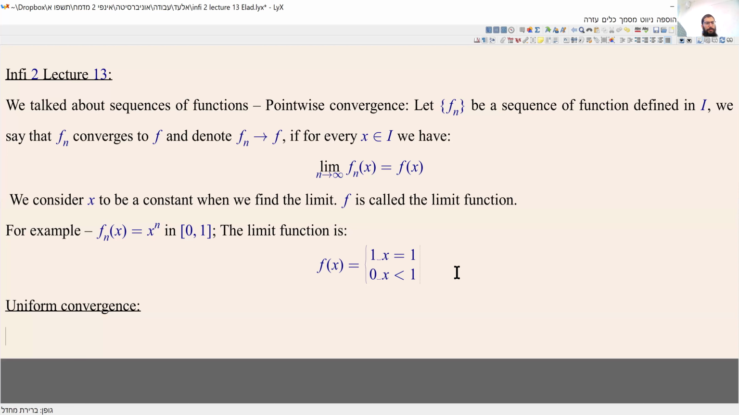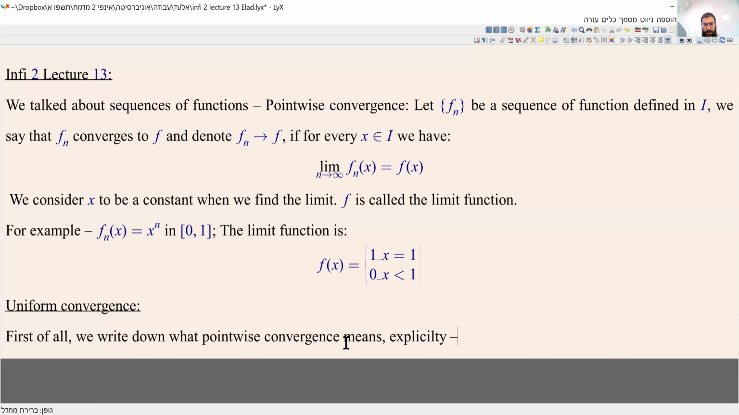Before I define what uniform convergence is, I want to write down what pointwise convergence means explicitly, using the definition of limit of a sequence as we know it from Infi1.